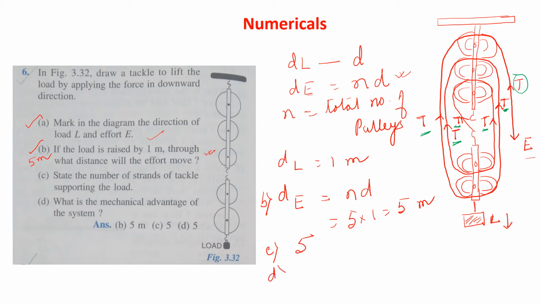And D is find the mechanical advantage. Now the load is supported by 5T, and the effort is supported by only 1T, this one. So mechanical advantage is equal to load by effort. Now load is equal to 5T, effort is equal to T, T and T get cancelled. Therefore mechanical advantage is equal to 5. Am I clear? Have you understood?